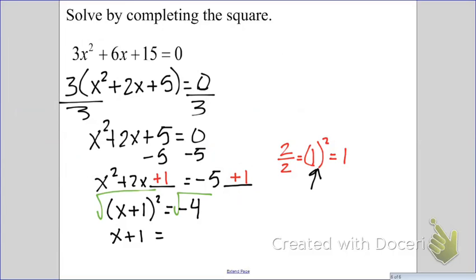Now you guys realize that that is an i, so that is 2i. Subtract 1 from both sides, and your x is going to be -1 plus or minus 2i. And there's your two answers.